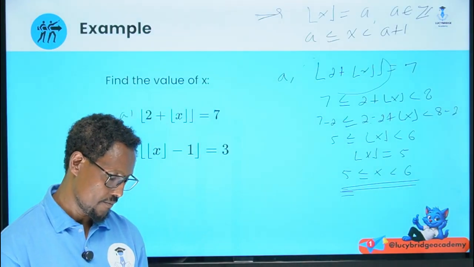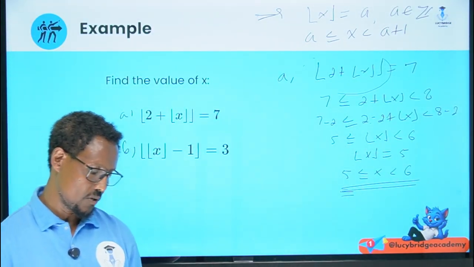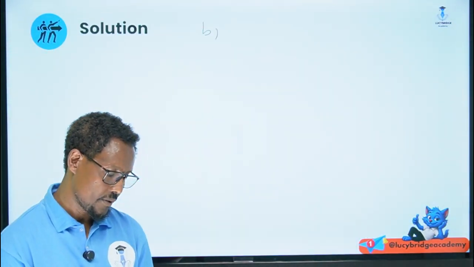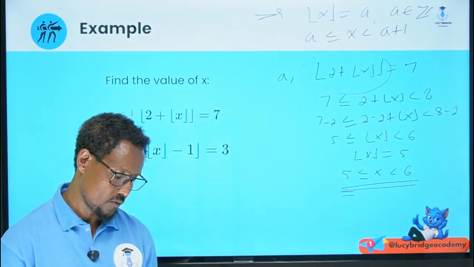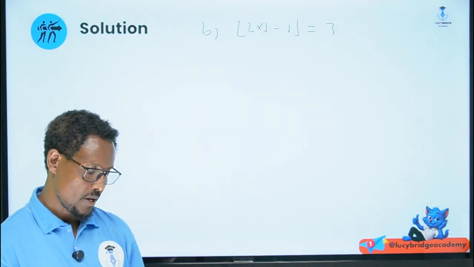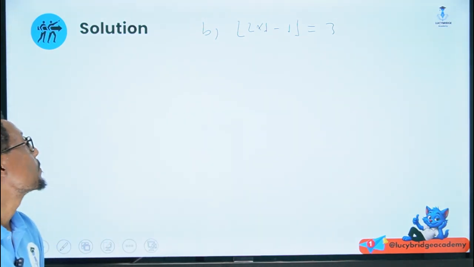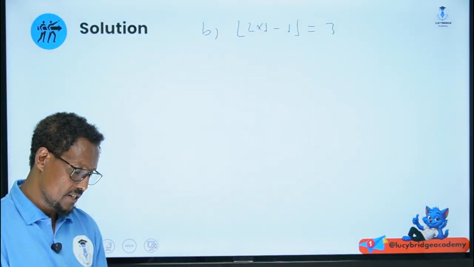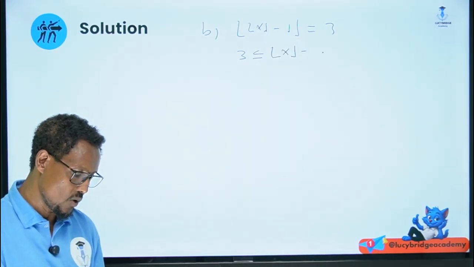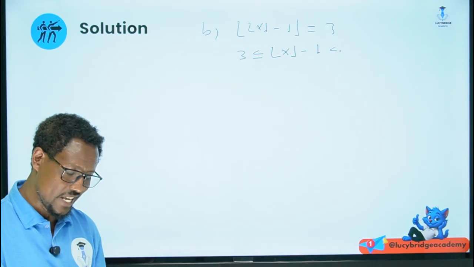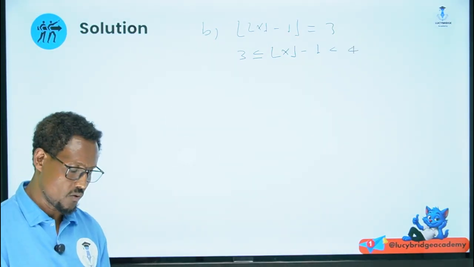What about b? The floor of x minus 1 is equal to 3. Similarly, this means 3 less than or equal to floor of x minus 1 less than 4. 3 plus 1 is 4.